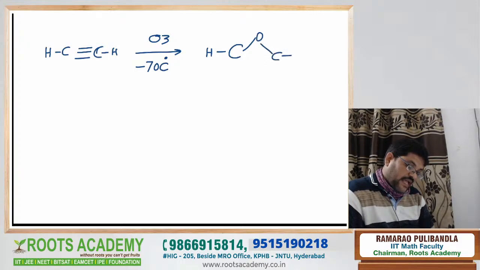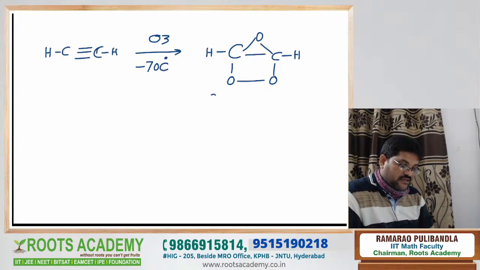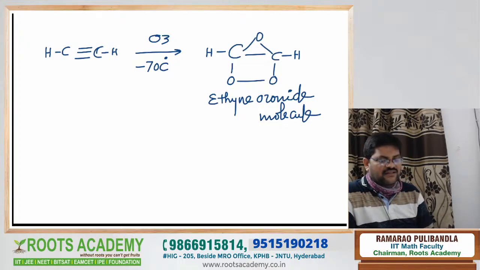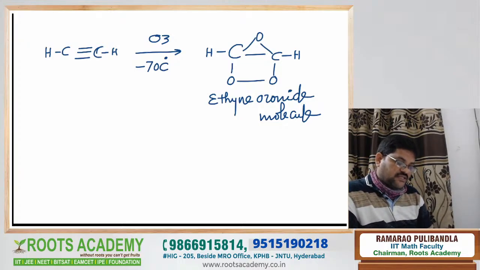You get acetylene ozonoid. What is the carbon valency? The carbon valency is 4, and you get acetylene ozonoid, which is also called ethine ozonoid. Ethine ozonoid molecule is forming like that. Simple explanation, no confusion. Clear? Understood? Neat explanation, right?